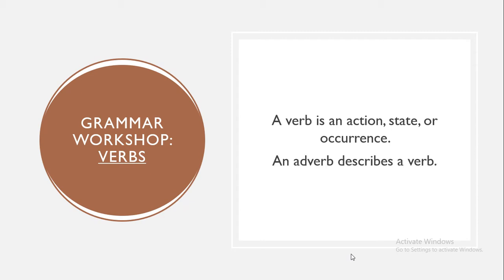Okay, we're going to go ahead and get started with our grammar workshop. We are looking at verbs. As you learned yesterday, a verb is an action, state, or occurrence. What you need to know today is an adverb describes a verb, and it's going to basically describe how the action, state, or occurrence is taking place. Let me show you what that looks like on the next slide.